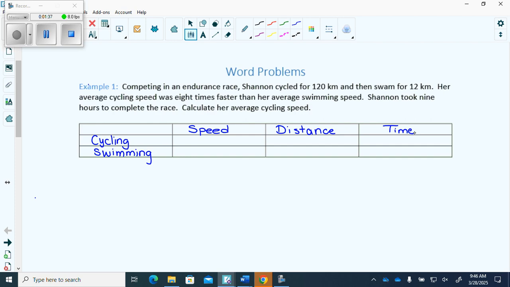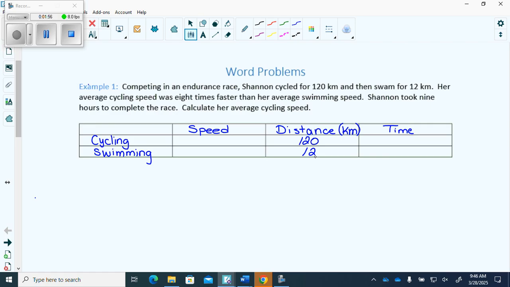So here it says, Shannon cycled 120 kilometers. Where's that going to go under? Distance. So this is in kilometers. She cycled 120. And then she swam 12.